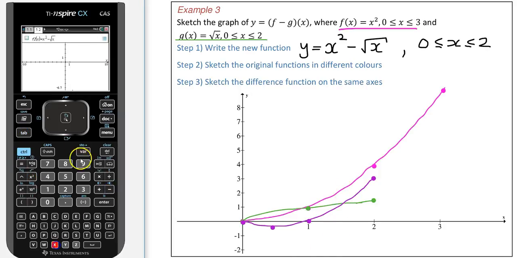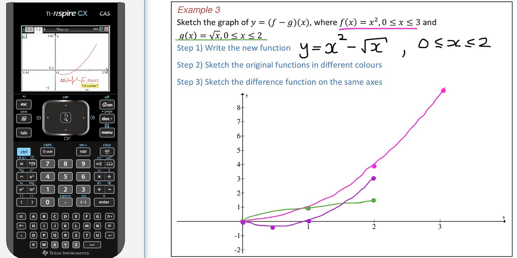Alright, this didn't actually ask us to do it, but I'm going to anyway. Just graphing it using my CAS calculator. What you're going to notice is that I've only graphed within the domain of 0 to 2, so I haven't graphed the whole thing. So what we've got there is that little portion of our difference graph. I'll zoom in so you can have a better look.